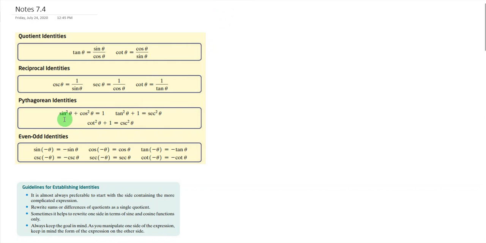The Pythagorean identities look like this, and there are 3 of them. This is the most commonly used one. Sine squared theta plus cosine squared theta equals 1. And then we have the tan squared and secant squared, the cotan squared and the cosecant squared. And then we have some even odd identities.